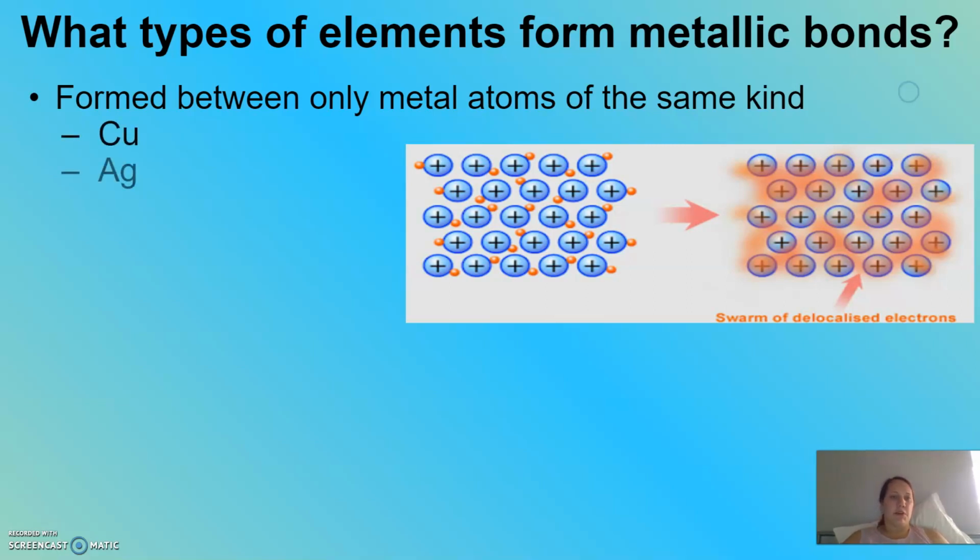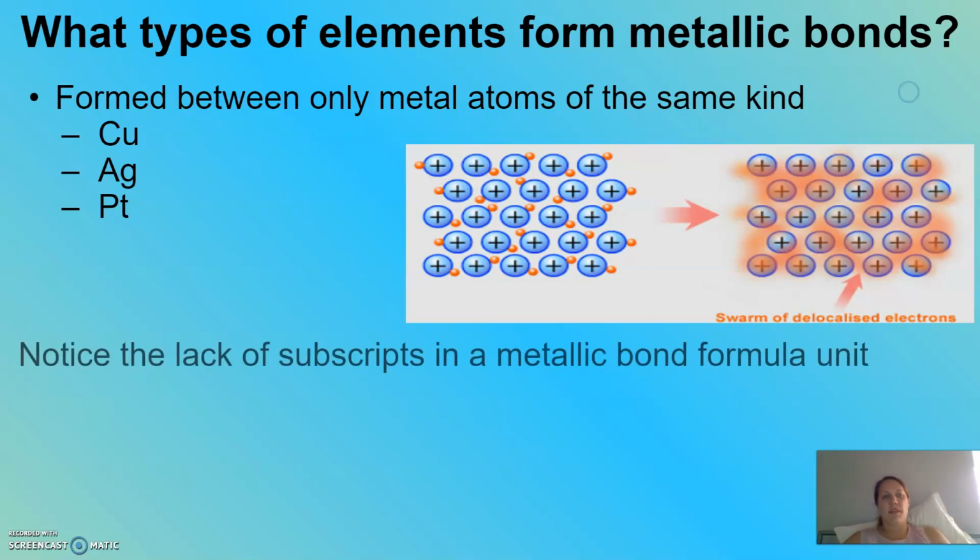So, for example, copper, silver, platinum. If I have copper, I don't just have one copper atom, I have multiple copper atoms that are bonded to other copper atoms. If I have silver or Ag, I don't just have one atom of silver, I have multiple atoms of silver that are bonded together with a metallic bond. If I have platinum, same thing.